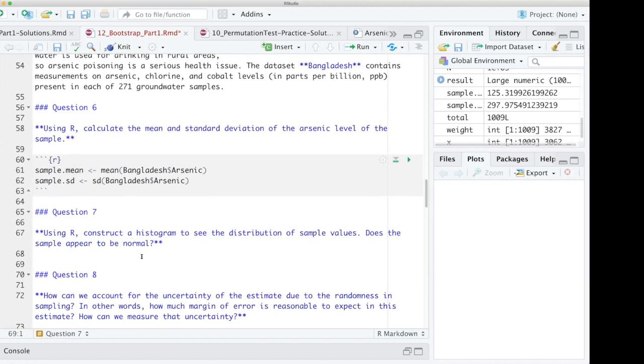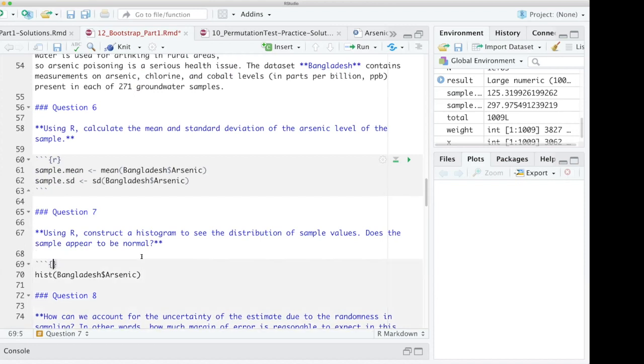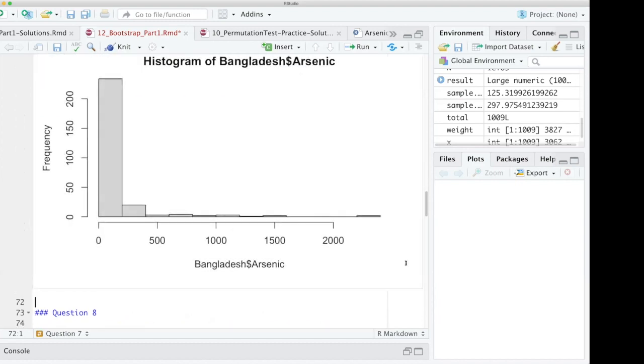Okay, and if I wanted to see the sample values, what I could do is plot it. I forgot that I'm in R Markdown and not in R. Okay, so there's our histogram. The sample here is highly not normal, right? Very, very skewed.